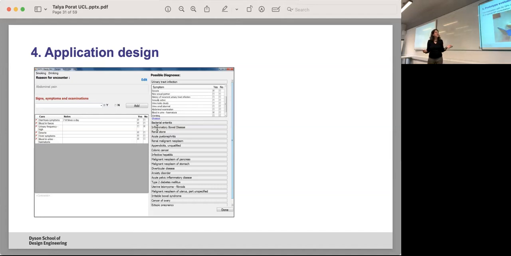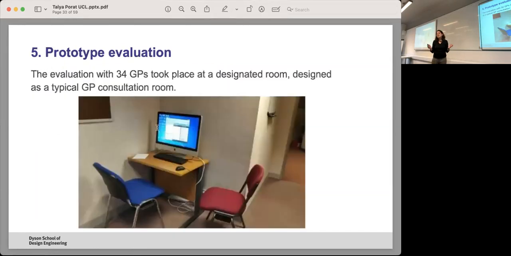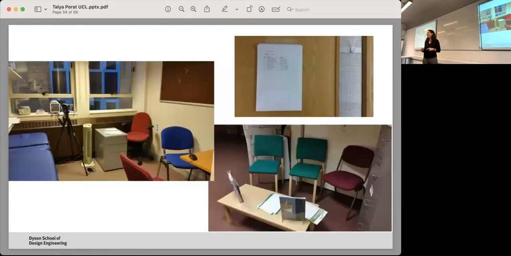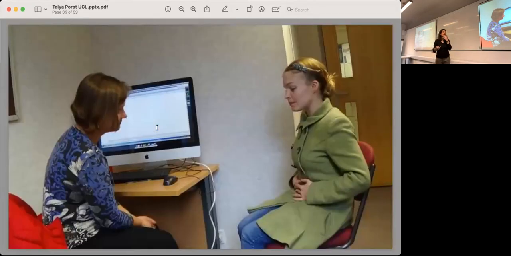And then we did an evaluation with 34 GPs, once with the tool and once without. Yeah, we fixed a room that looked like a GP. We had a waiting room. All the colleagues screamed at us that we were making a lot of noise, but we had actors as simulated patients, so actors as patients, but real GPs.